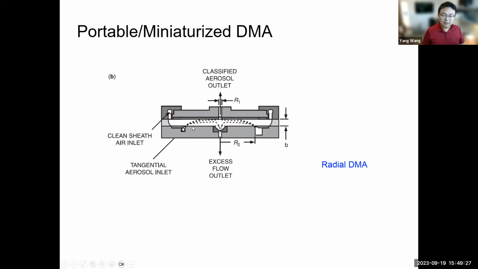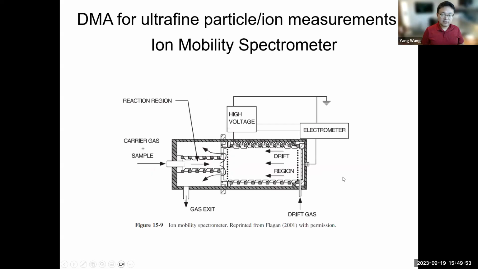And then because of the electrostatic force that's being applied between these two plates, you can separate particles based on their electrical mobility. And the sheath flow produces a radial velocity of the aerosols towards the center. Then you could classify them based on their electrical mobility, right? So in this way, you compact the size of the DMA, right? This is called the radial DMA.